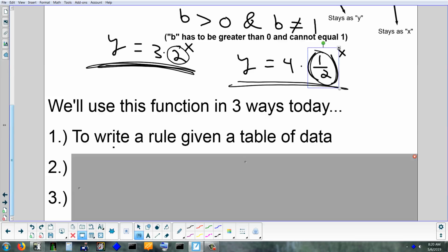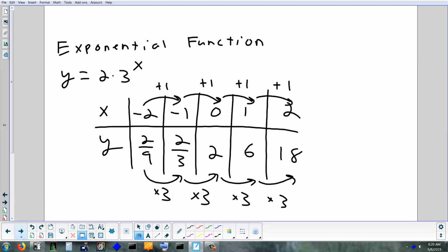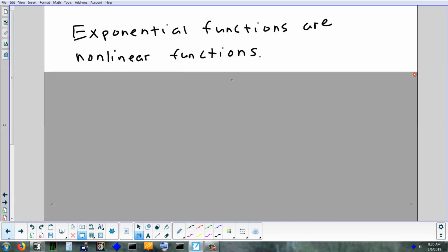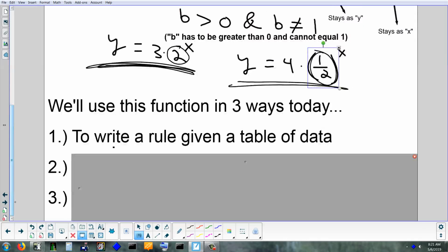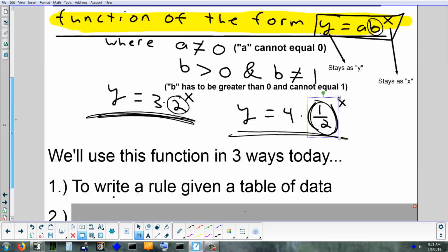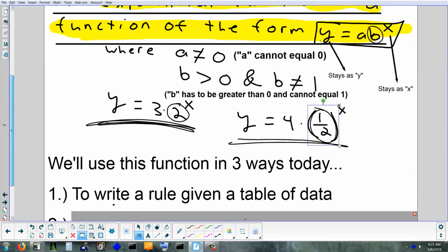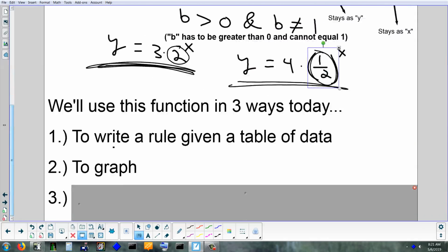So we're going to use this function formula in 3 different ways. Sometimes they're going to give you a table of numbers, and they're going to say, look at this table of numbers. We're going to try to find a pattern in it. And if we can find a pattern, we're going to write a rule for it. Write a rule means describe the pattern. And how do we describe it? Well, we're going to use the formula y equals ab to the x. It's the same idea as being given a graph of a line and told to put it in slope-intercept form. You have to write out some type of equation.